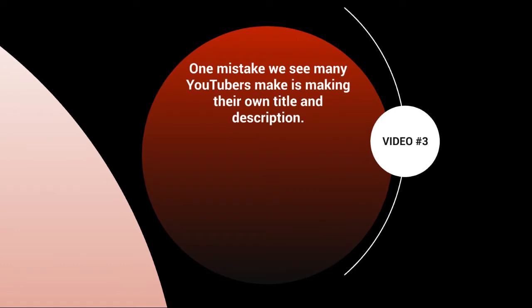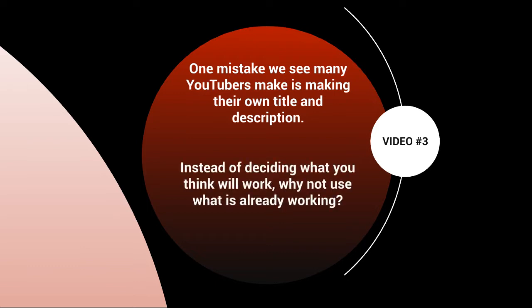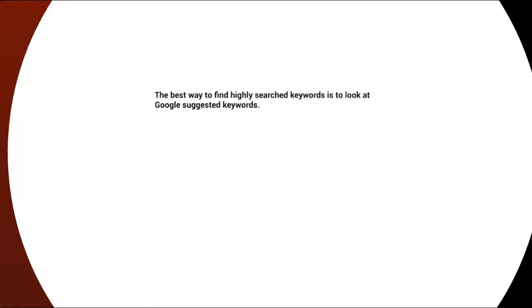One mistake that we see that many YouTubers make is simply making their own title and description. I mean, it's natural, right? But instead of deciding what you think will work, why not use what is already working and do some simple keyword research that's not going to take a lot of time, and this way you'll be able to have the right information that will help you rank on the right keywords.